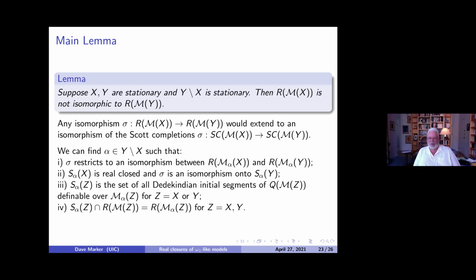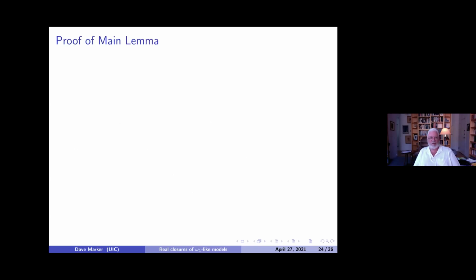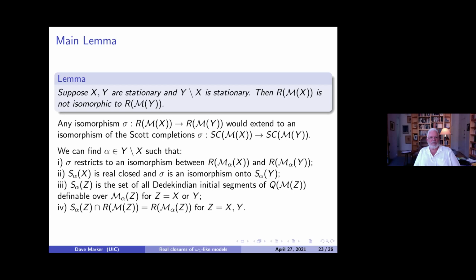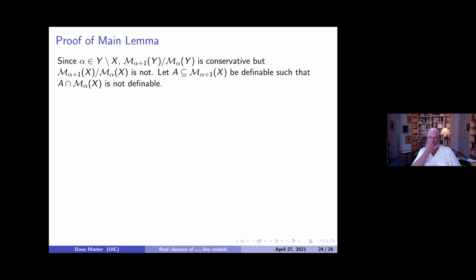And again, this is the usual yoga of these constructions. These properties I want are all true on closed unbounded sets. So I can find something in my stationary set Y minus X where all of these things are true. Okay, so just to continue to finish the proof. Sorry, this slide is rather dense. So my alpha is in Y but not in X.